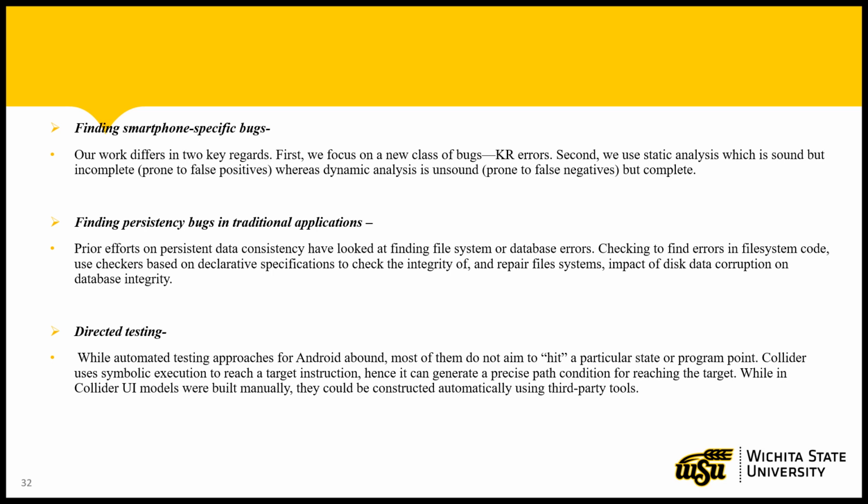Directed testing. While automated testing approaches for Android abound, most of them do not aim to hit a particular state or program point. Collider uses symbolic execution to reach a target instruction. Hence, it can generate a precise path condition for reaching the target. While in Collider UI models were built manually, they could be constructed automatically using third-party tools. Collider requires access to the application source code. It is unclear how well the symbolic execution scales to a very large app.